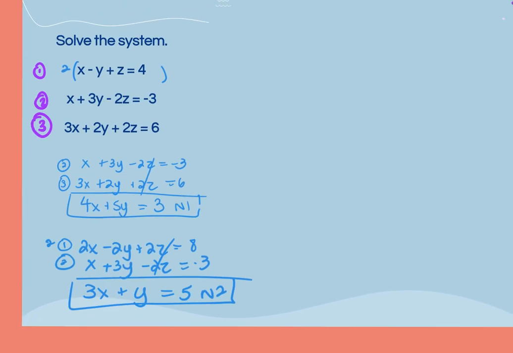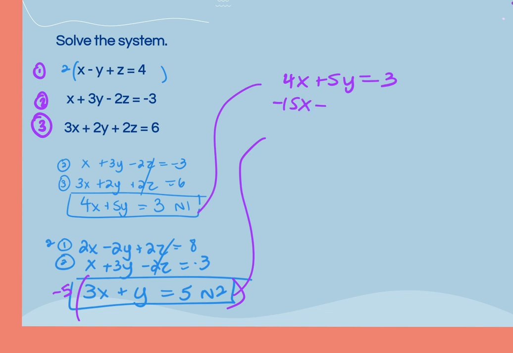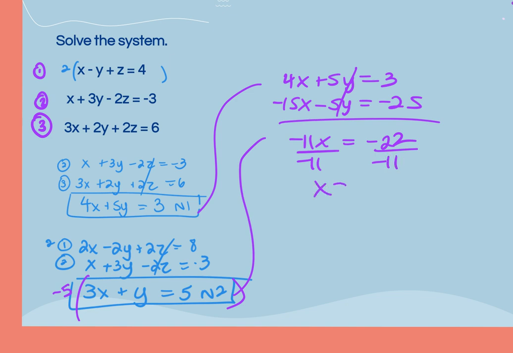Then I got to use new 1 and new 2. Okay, how would I cancel out the y? -5 times the second one. So -15x minus 5y equals -25. And I get -11x equals -22. And x equals 2.